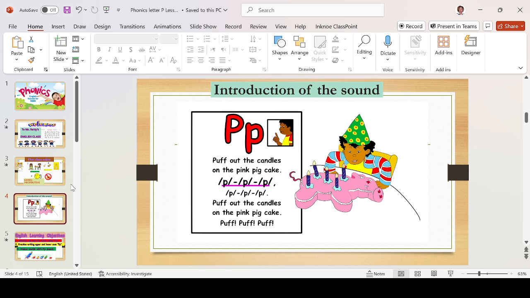Okay, and for more sound practice, you can go to YouTube and type Jolly Phonics letter P sound. Then you can listen to the song about the letter P sound and have more practice. One more time, let's say the letter P, P, P sound. Very good. So I want you to keep on saying the letter P sounds. You can pause the video and practice to say P, P, P.